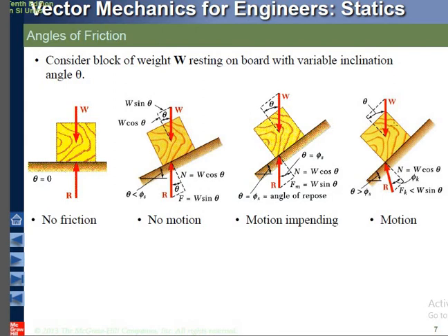Similarly, in the fourth case, the body will be in motion. Here theta becomes equal to phi k. If you resolve the components in the normal direction and in the horizontal direction, Fk becomes less than W sin theta, and N equals W cos theta. N will be balanced by the cos component of W in the normal direction.